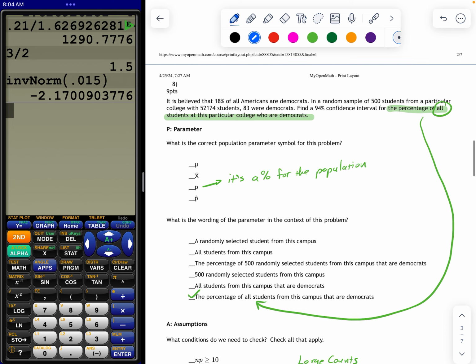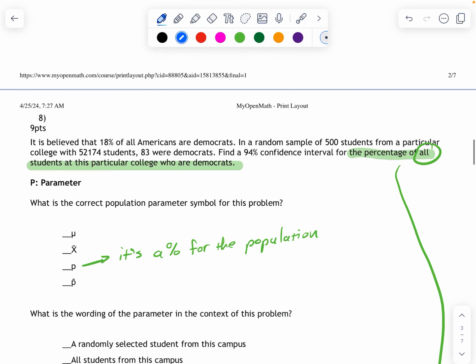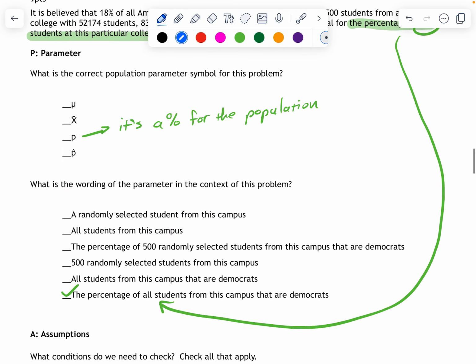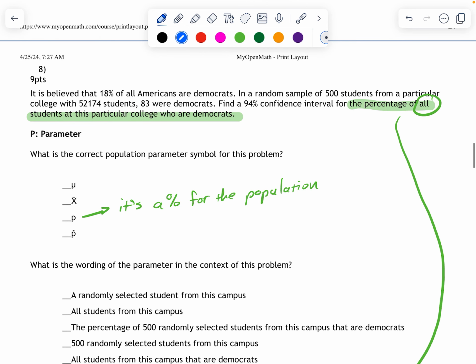Number 8, moving on to finally a different context. We're doing a full write-up here. It's believed that 18% of all Americans are Democrats. In a random sample of 500 students from a particular college with a lot of students, probably U of M or something, 83 were Democrats. It's a sample of 500 and 83 are Democrats. This is the population size, okay? The whole school is the population.